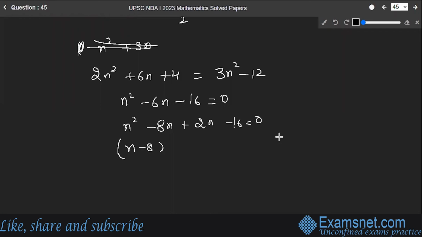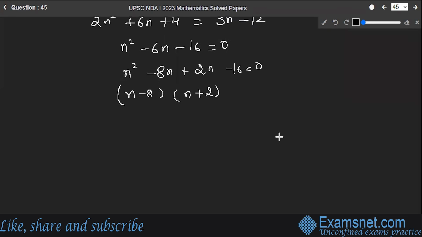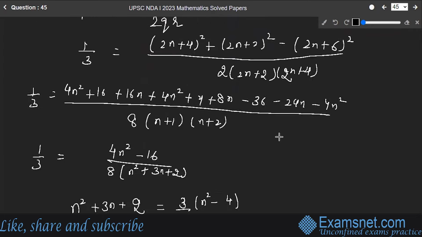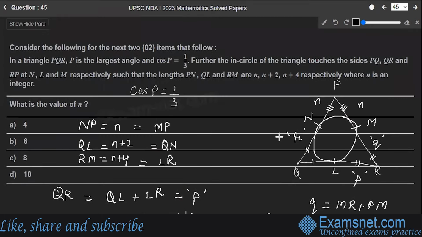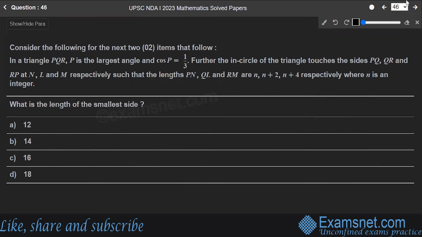So the two factors will be n minus 8 and n plus 2. That means n can have two values, 8 and minus 2. Right? So over here, n can't be negative because it relates to the length. That means n is equal to 8 and option C is the correct answer. Hope you got this. Next is question number 46.